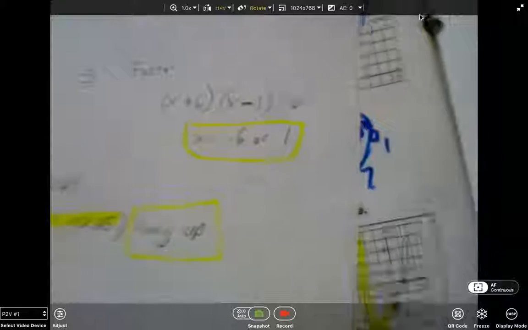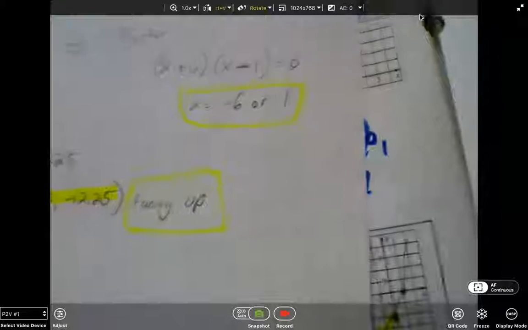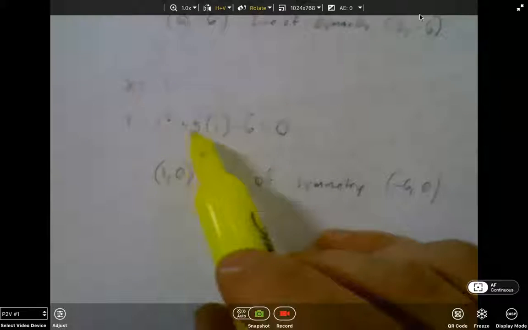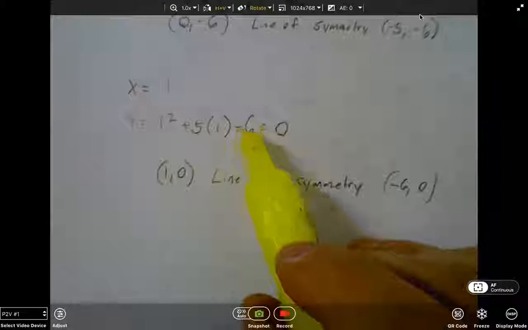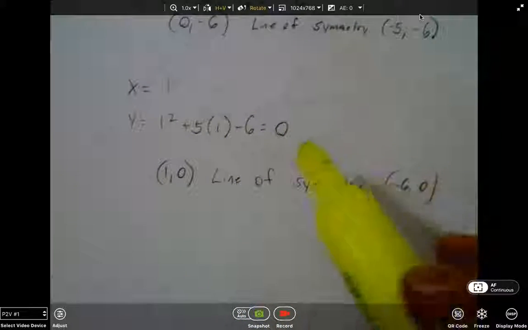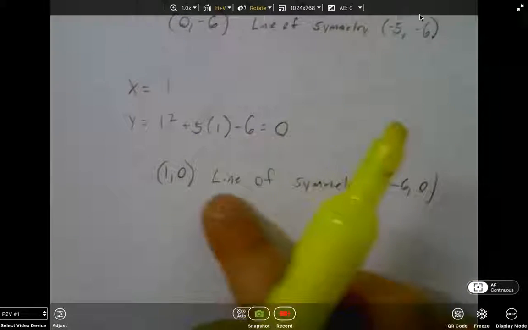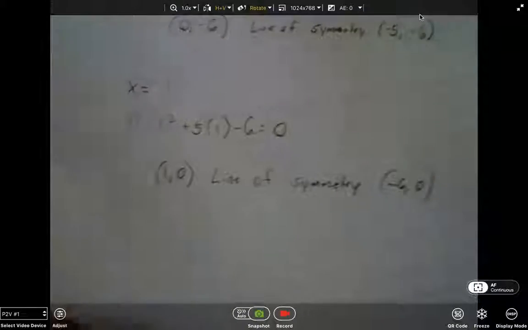Now I have this part of my parabola. Then the last part was using my factoring that I already did. I know that 1 is a solution, so when I plug in 1, there it is: 1 squared plus 5 times 1 minus 6 is 0. So now I know a solution here would be 1, 0.